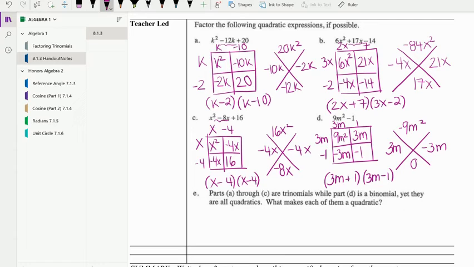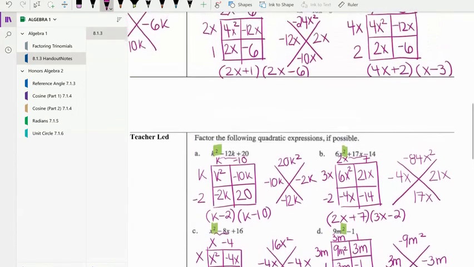So parts A through C are trinomials, but part D is a binomial, yet they're all quadratic. So what makes them a quadratic? Well, it's that squared term. So they all have that squared, which makes it have a quadratic relationship.